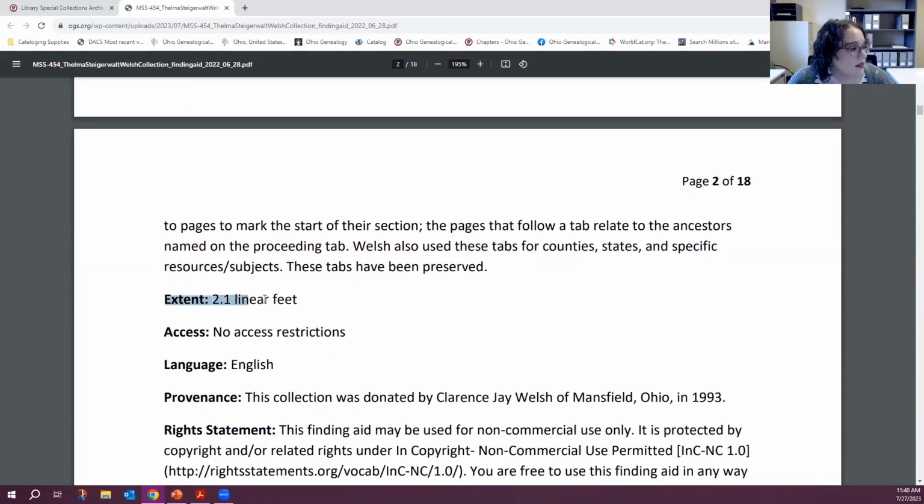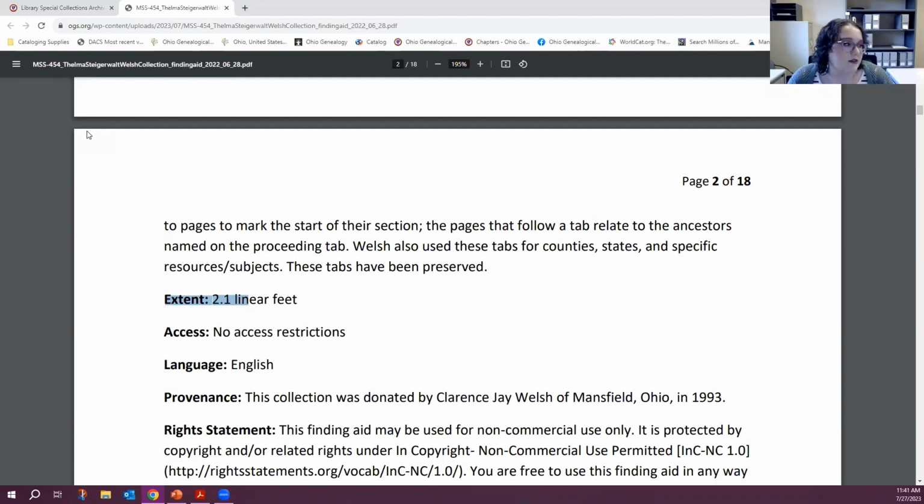So extent, you'll see a couple of different definitions or notes here. Sometimes it will be in linear feet. So how much space do the boxes take up on a shelf? Thelma's is 5 boxes, so it is 2.1 linear feet. Sometimes this measurement will be given in boxes, sometimes it'll be given in linear feet. It just depends on the institution's standard.